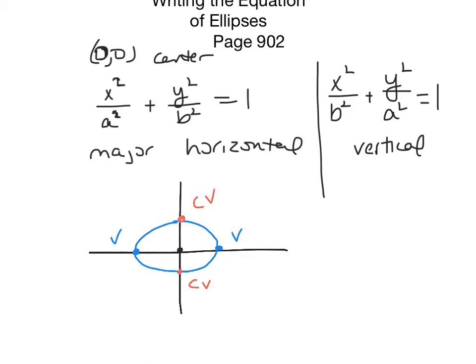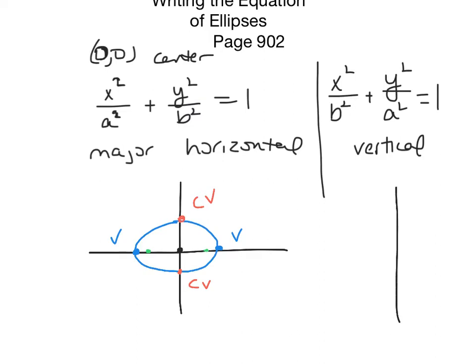And then also remember, you also have a focus point that is also found along the major axis. So these are all going to be clues for us when we're coming up with our equations. So always remember the focus point is along the major axis.